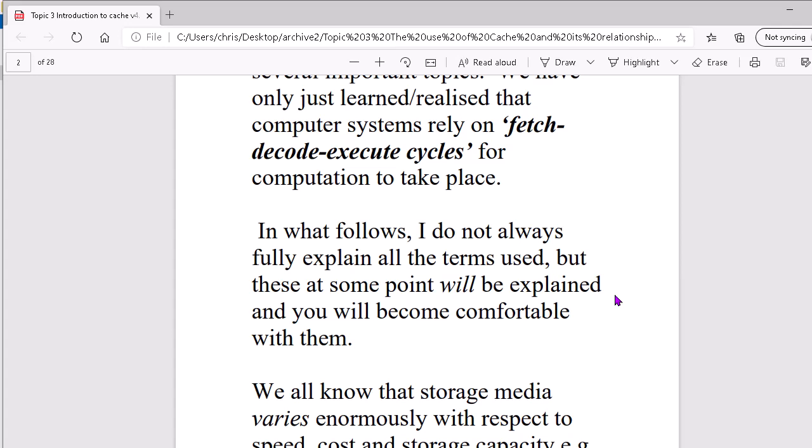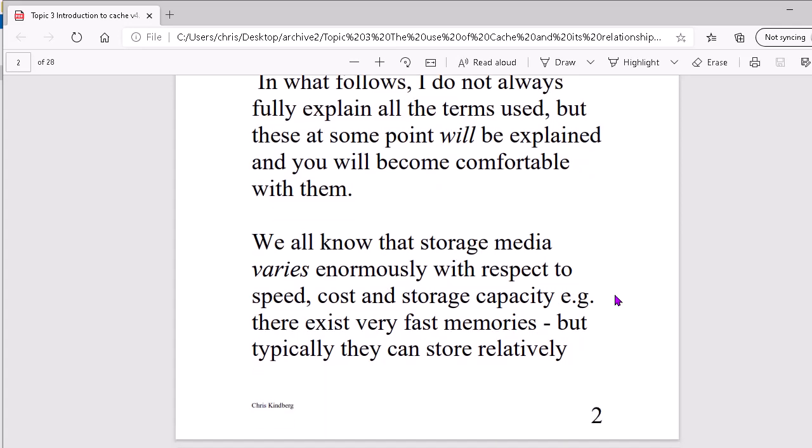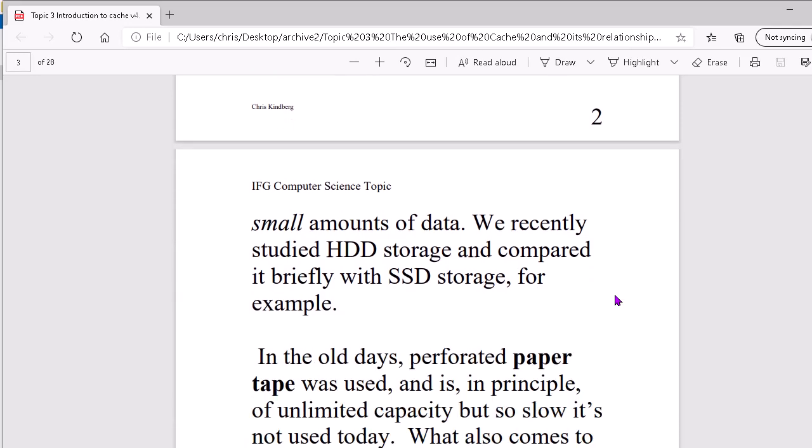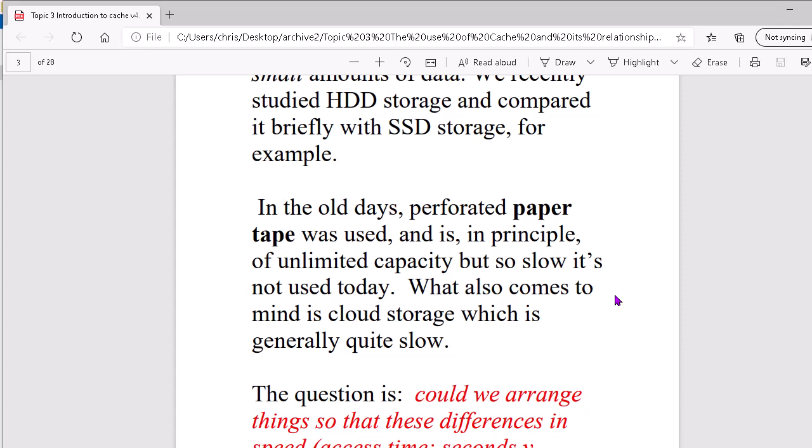And we all know that storage media, as I've tried to outline a moment ago, varies enormously with respect to speed, cost and storage capacity. For example, there exist very fast memories, but typically they can only store small amounts of data. And recently we studied hard disk drive storage and compared this briefly with solid state device storage, which is more expensive but faster, much faster. And as I said, in the old days, like in the 1940s, early 1950s, I think, as a historical matter, perforated paper tape was used and is in principle of unlimited capacity.